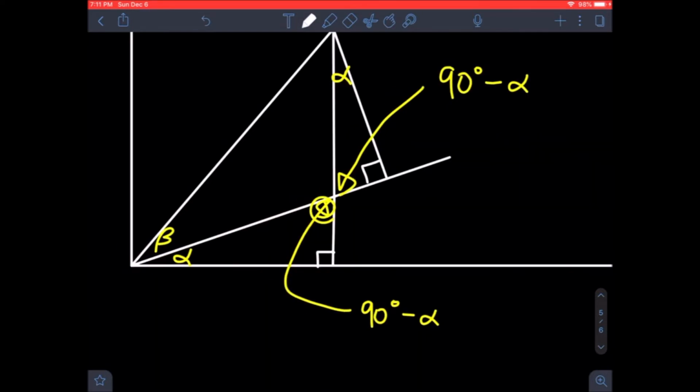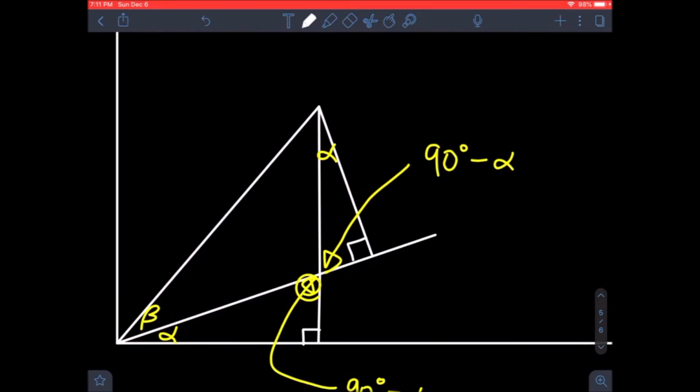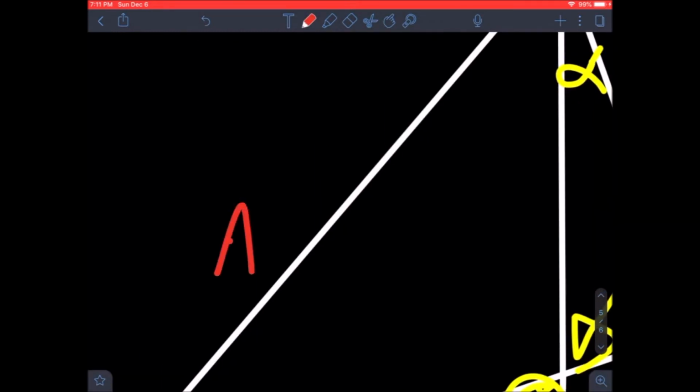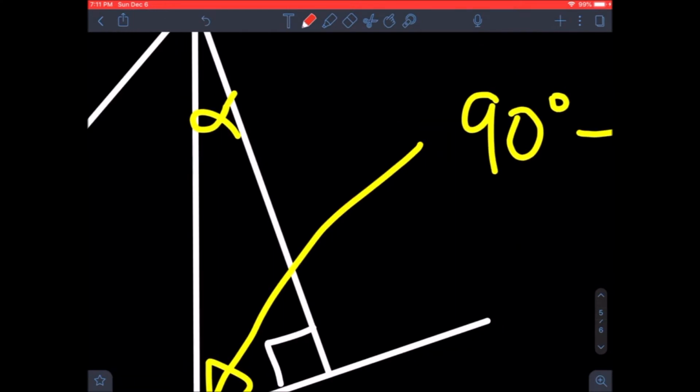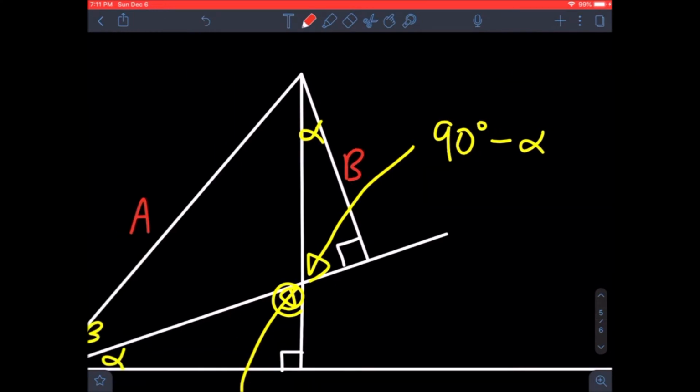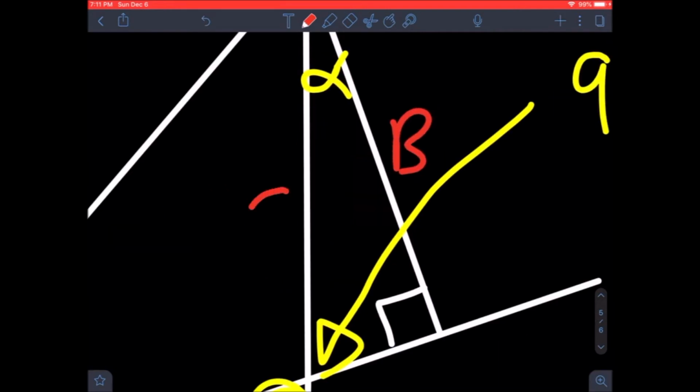Both this right triangle right here and this right triangle right here use alpha. Now that we know that, the next thing I'm going to do is start out by labeling my side lengths. I'm going to call this side length A, this one right here side length B, and this one right here side length C.